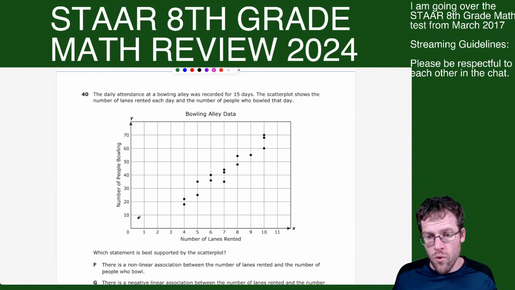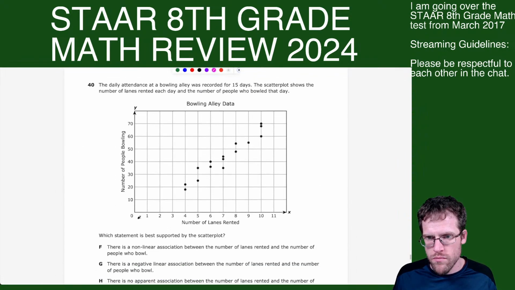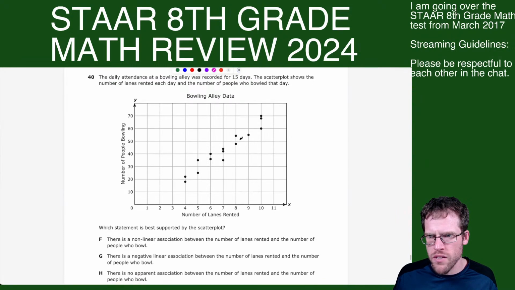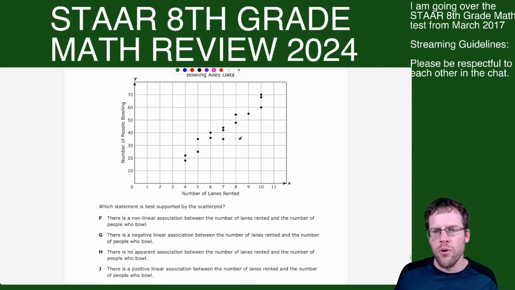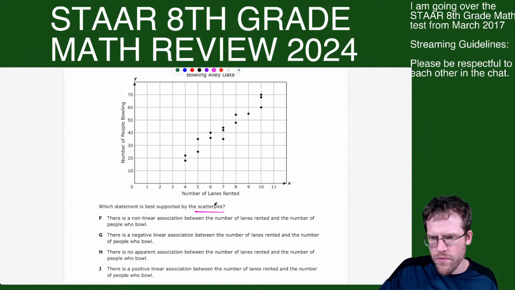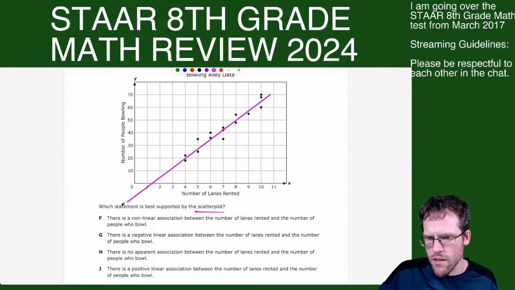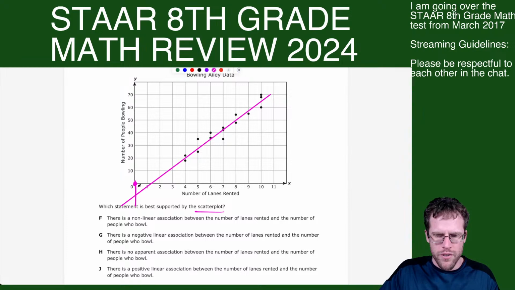All right, more scatter plots. The daily attendance at a bowling alley was recorded for 15 days. The scatter plot shows the number of lanes rented each day and the number of people who bowled that day. Which statement is best supported by the scatter plot? So here, draw a line of best fit. I'd probably start from this direction and see where it lands. It looks like this one is not going to hit the origin. See that it's missing the origin? If I continued the y-axis like this, it would miss the origin.